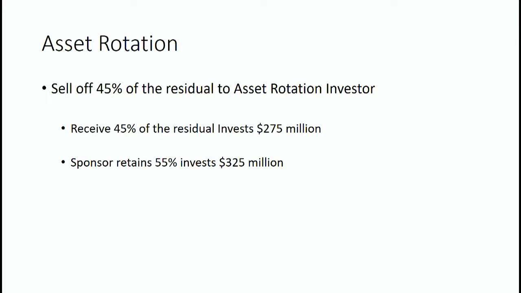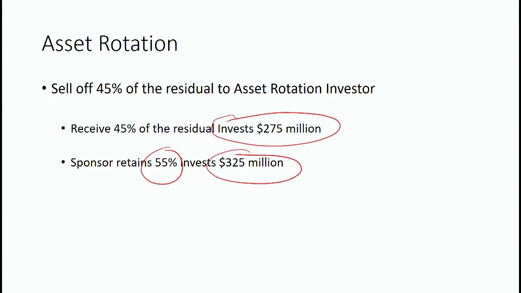Basically, they're going to sell off 45% of the residual income cash flow to an asset rotation investor. They receive 45% of the residual, and they're going to invest $275 million. The sponsor retains 55% and also invests $325 million in order to do that. Okay, so what's this going to look like?